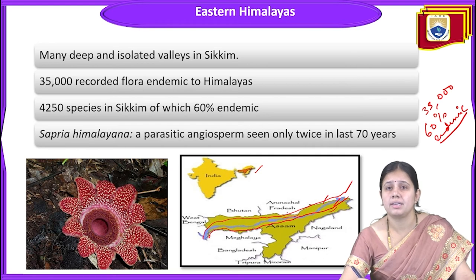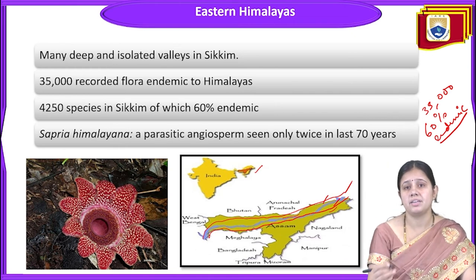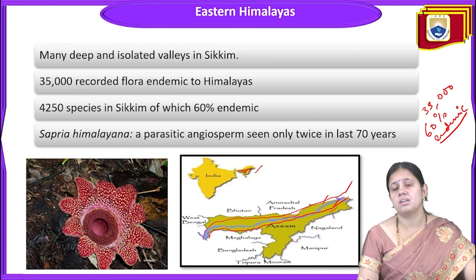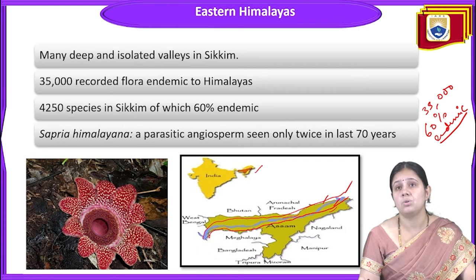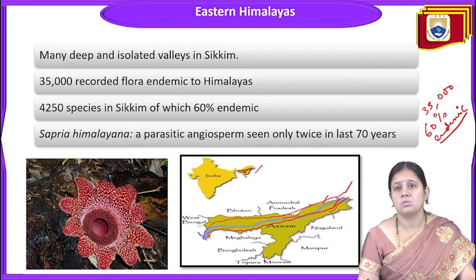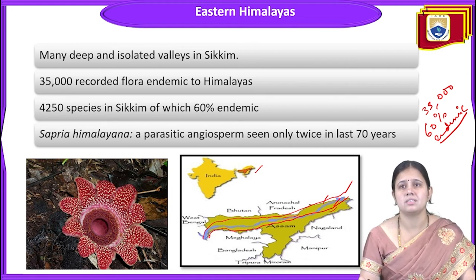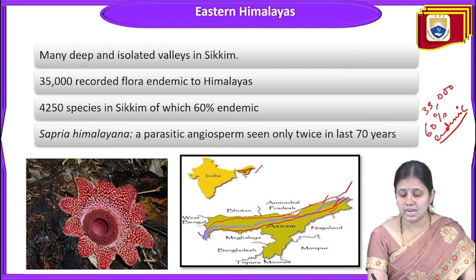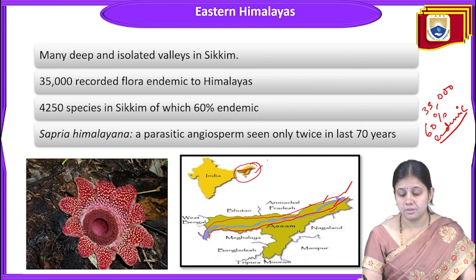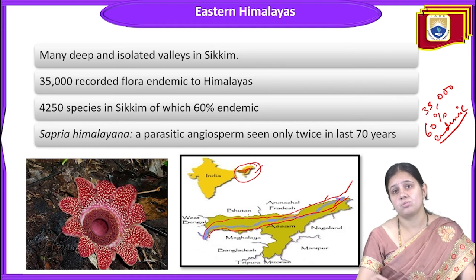Hesperia himalayana is a parasitic angiosperm that has been seen only twice in the last 17 years. This species has a very high risk of extinction due to its limited geographical range and low population. It blooms rarely, and can be seen only twice in 17 years. This indicates that the Eastern Himalayan region has a very high rate of endemism. You can see this region in orange color on the map, the deep and isolated valley of Sikkim.